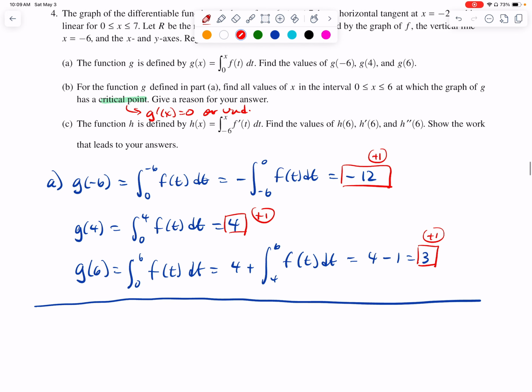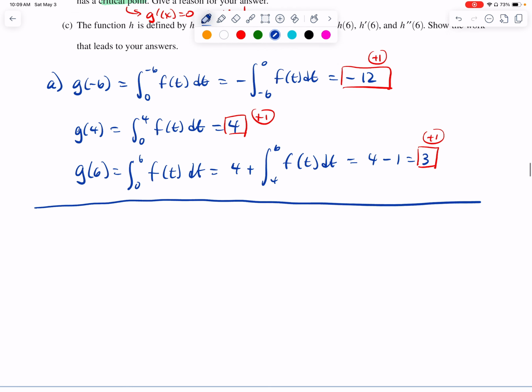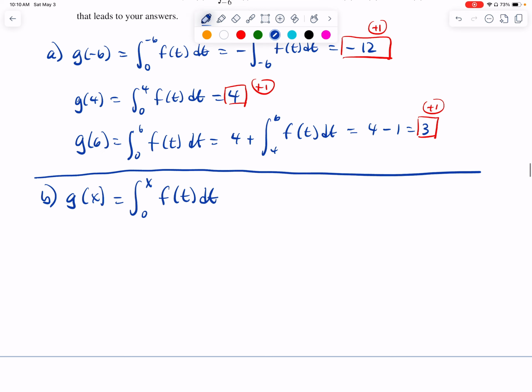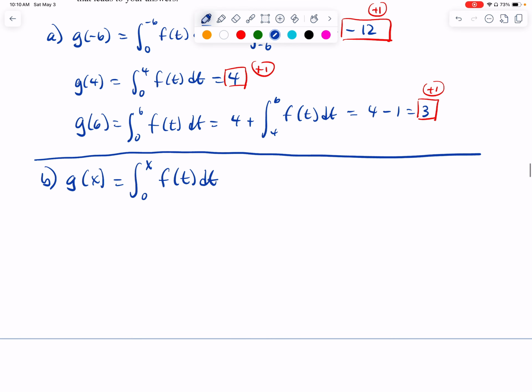Okay, so I am going to just rewrite my g of x function. So g of x was equal to the definite integral from 0 to x of f of t dt. In order to find critical values, you have to take its derivative. So g prime of x is equal to, and this is the fundamental theorem of calculus.